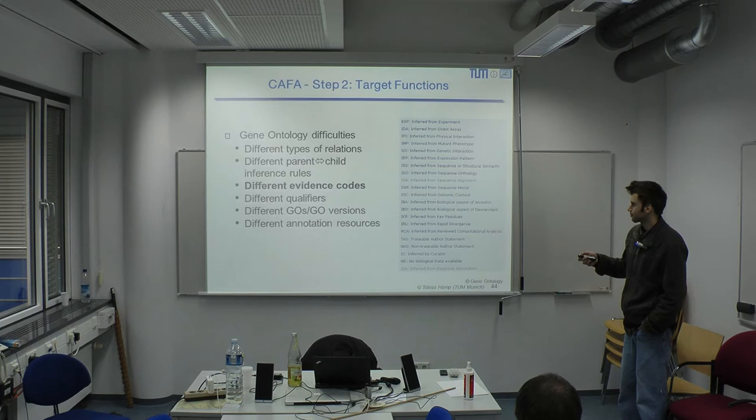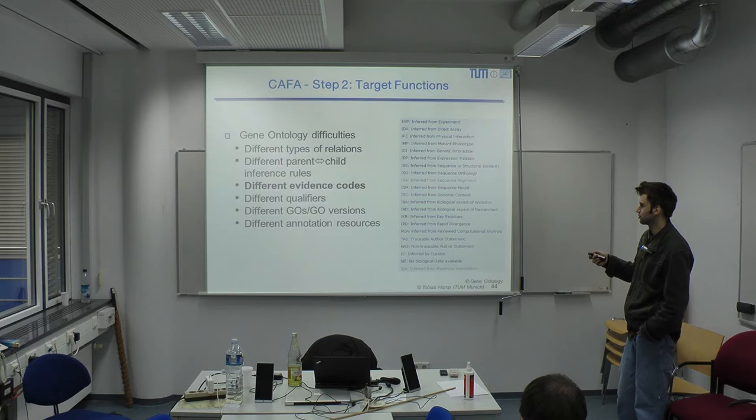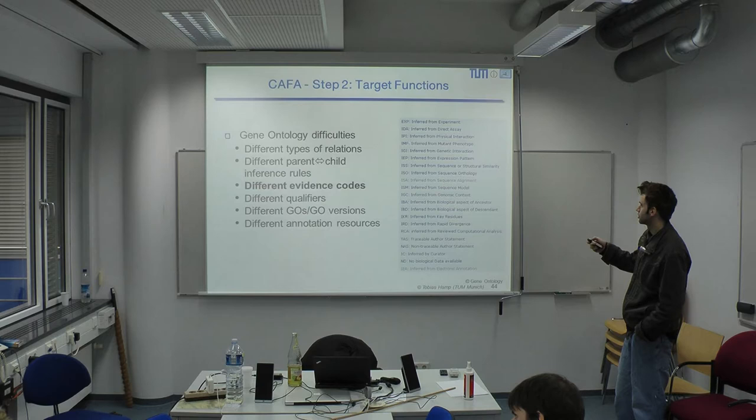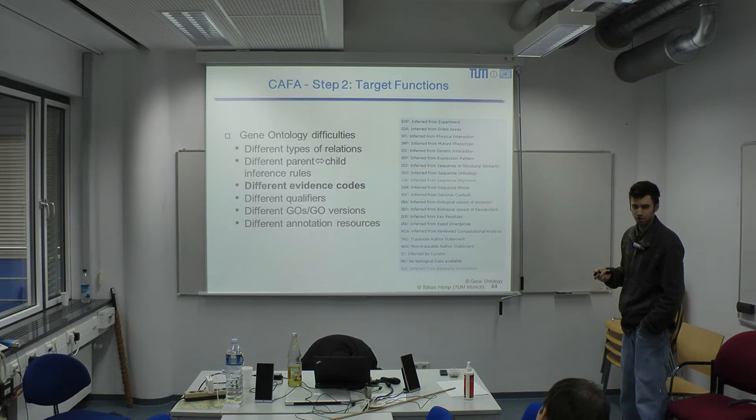So depending on the type of experiment that was used to do the annotation, the experimenter is supposed to assign a different evidence code to the annotation. So you have, for example, inferred from sequence alignment, which should not be very accurate, but you also have much more accurate annotations, for example, inferred from mutant phenotypes. So you change one amino acid and see what happens, if some sort of process is stopped in the cell, and then infer the function.